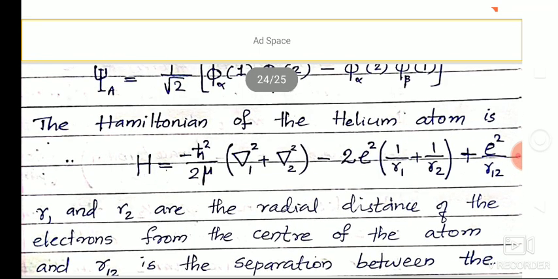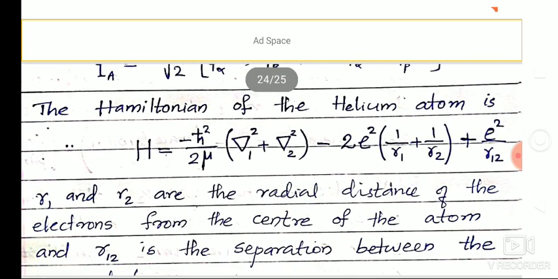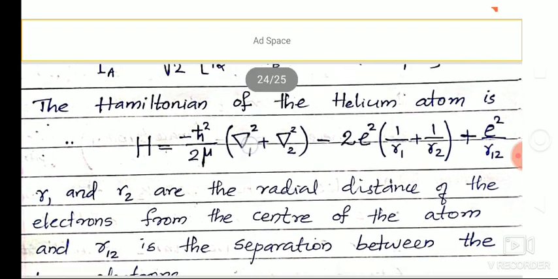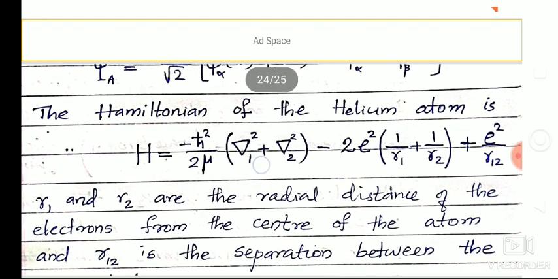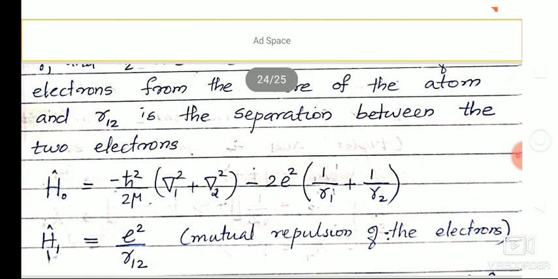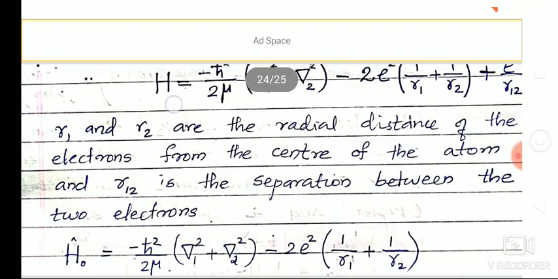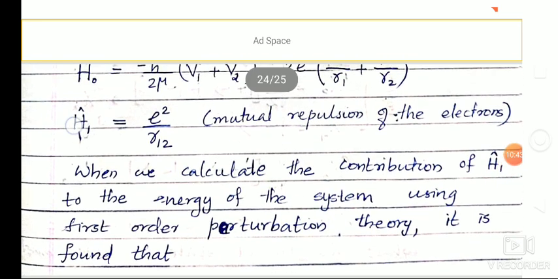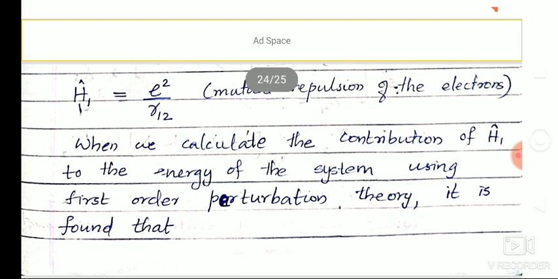So the Hamiltonian of the system is given by this, where this term is from the repulsion between the two electrons. We usually write the kinetic energy plus potential energy part as H0, and this part as H1. So our H is H0 plus H1, where H1 is due to that mutual repulsion. This H1 is actually a perturbation, which you will deal with in the third semester. When we calculate the contribution of H1 to the energy of the system, we make use of first order perturbation theory. We are not going into details, we'll just conclude the results.